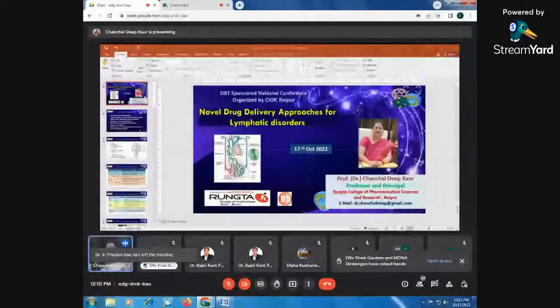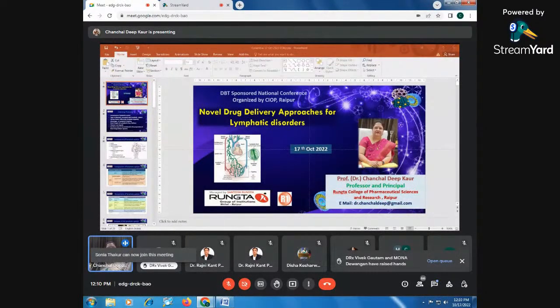So we will see one by one what each component is and what the main functions of these components are. This is very important because if you know the details of these components, then only you will be able to target, or understand the infections related to these components. Okay. So first is lymph.